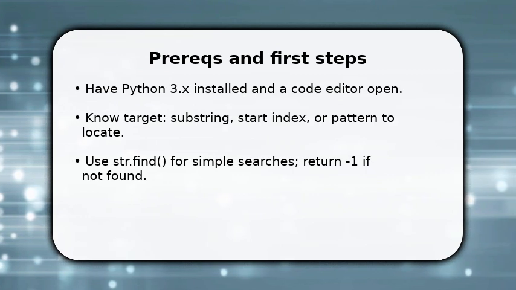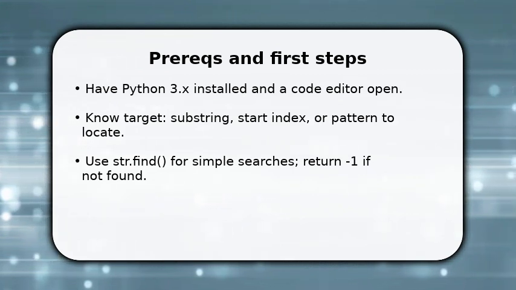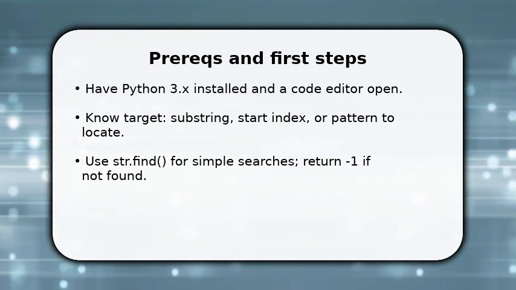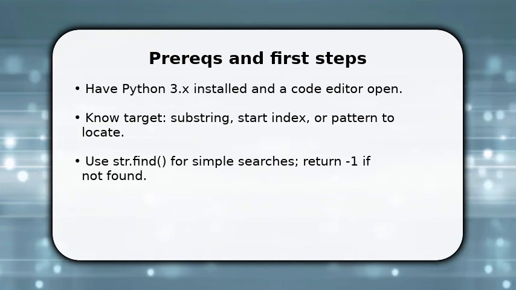Once done, capture that result in a variable and print or branch on it, so your code can handle both found and not found outcomes.